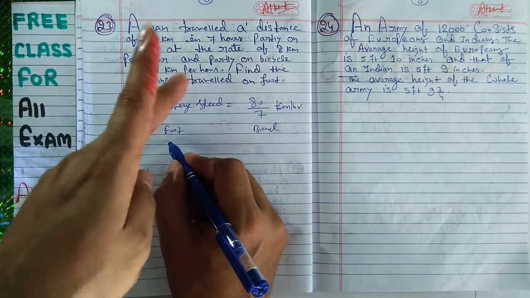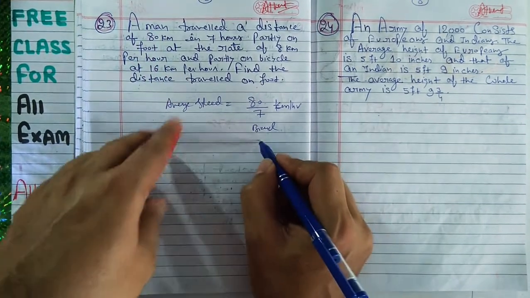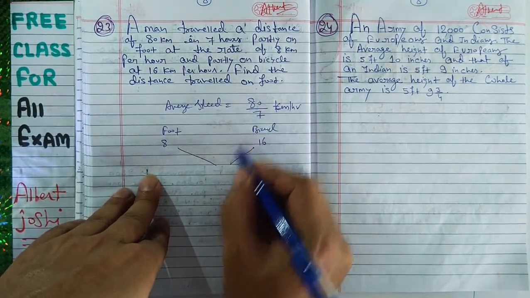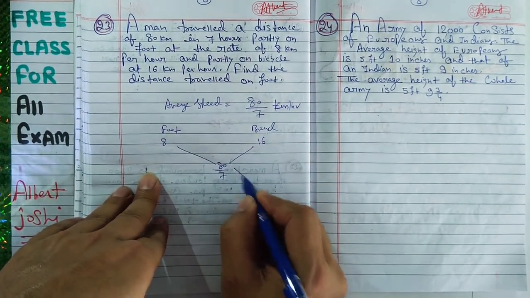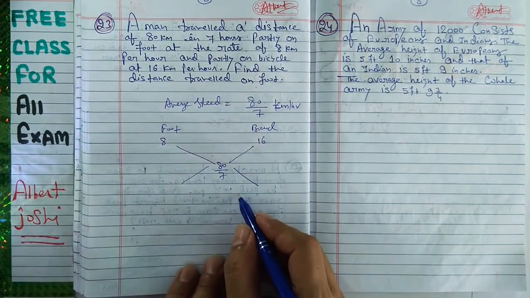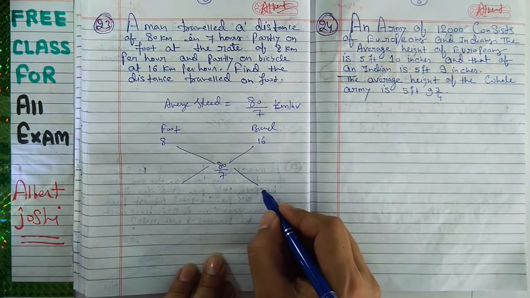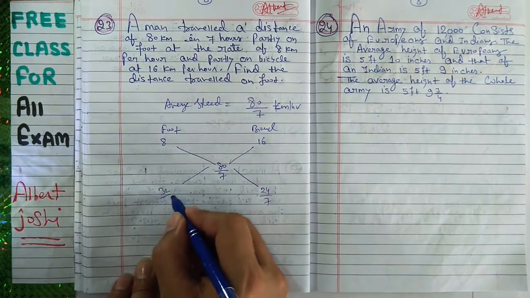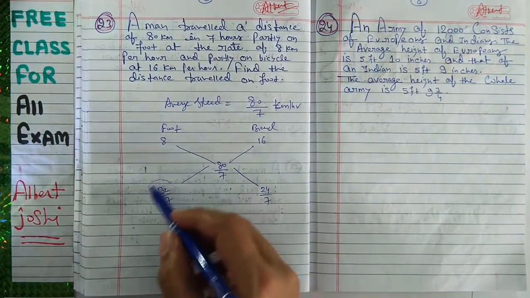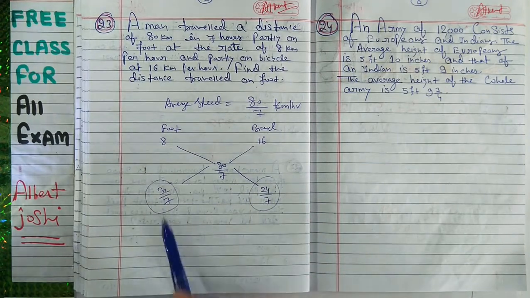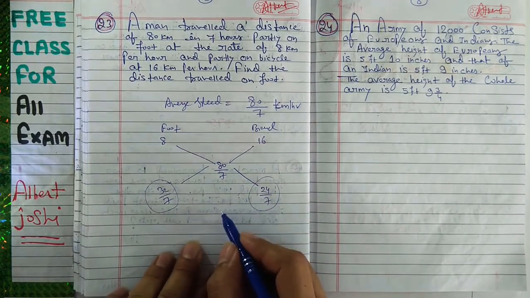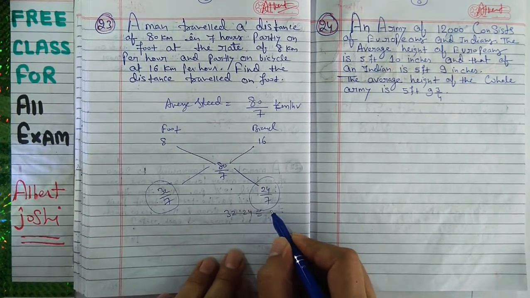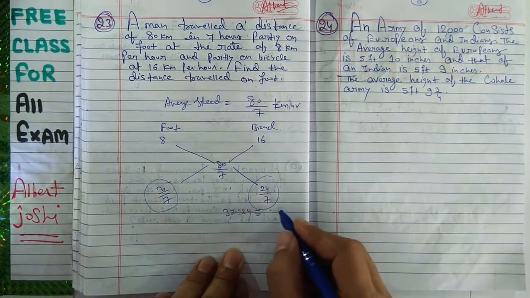On foot he has done 8 km and on bicycle he has done 16 km. Overall he is getting the average 80 upon 7. You have to use the alligation method. After subtraction you get 24 upon 7, and after subtraction you get 32 upon 7. That is the ratio part: 32 upon 7 to 24 upon 7, so your ratio is 32 to 24, which is equivalent to 4 to 3.